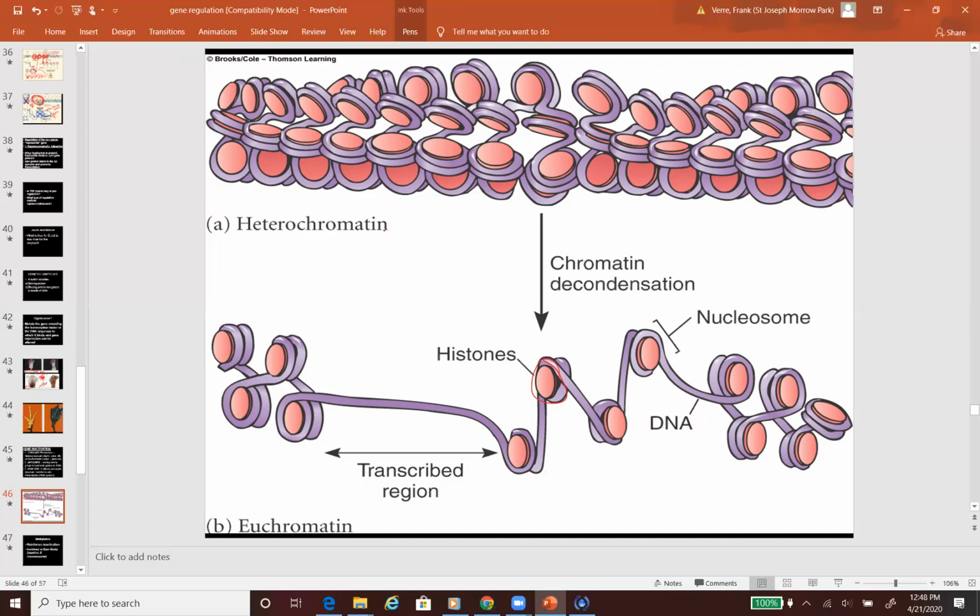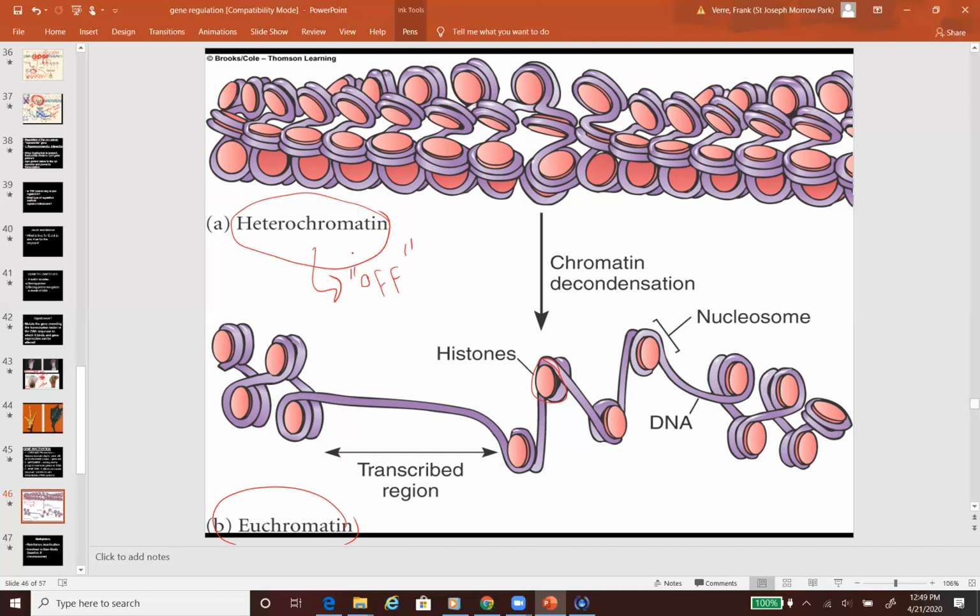One is called heterochromatin, and the other one's called euchromatin. And the difference between the two is how tightly packed they are. You'll notice that in the euchromatin, it looks like the DNA is exposed, whereas if I look here at heterochromatin, you'll notice that it's all tightly packed together, right? Very tightly packed. So this is actually important for gene regulation. When the chromosomes are tightly packed in heterochromatin formation, the genes are considered off.